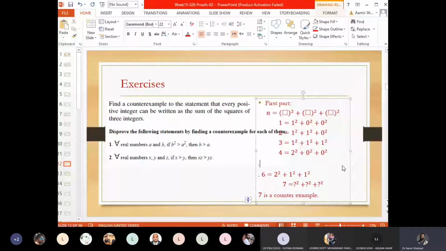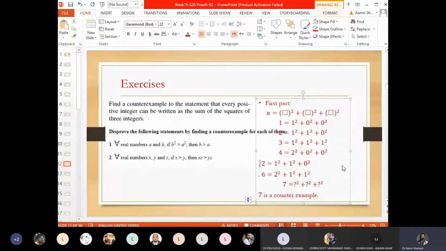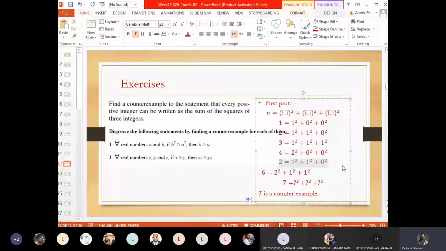How about 5? 5 can be written as 4 plus 1 plus 0. So 5 के लिए भी ये claim true है. 5 can be written as 2 square, which is 4, plus 1 square, which is 1, plus 0. So 6 can also be written as 2 square, which is 4, plus 1 square plus 1 square.